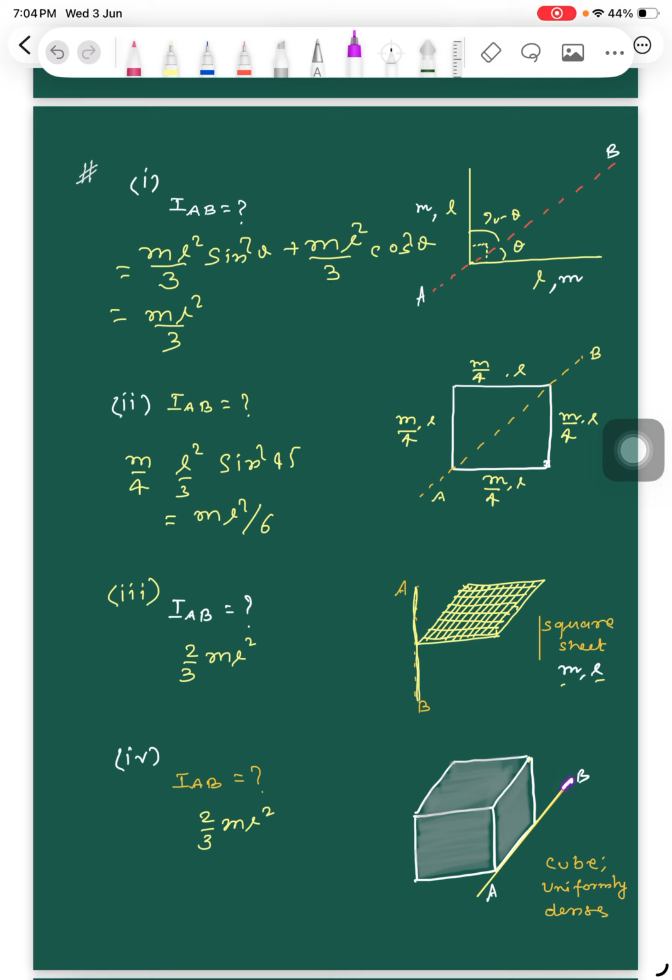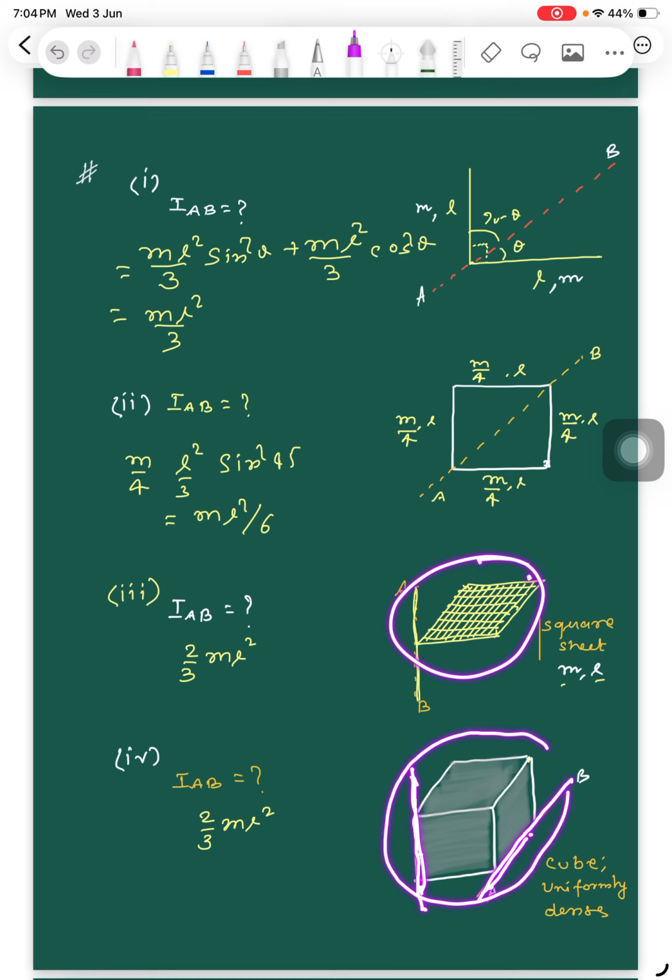So if I am asking about this edge, you can say it will be the same as about any other edge, and since we have this example, it is better to find about this edge. You can easily feel it, right? The moment of inertia of a cube about an edge has been asked in many exams many times, right?